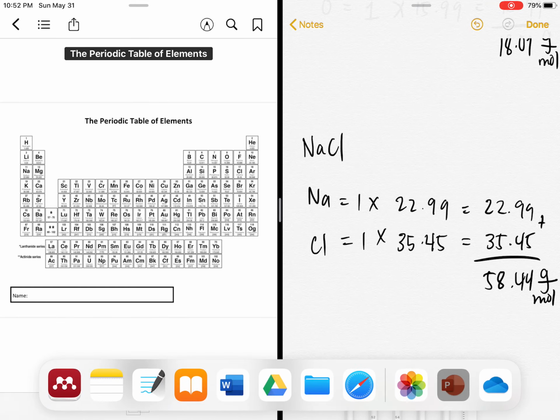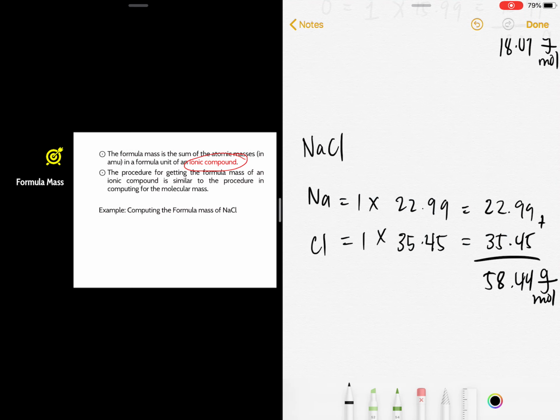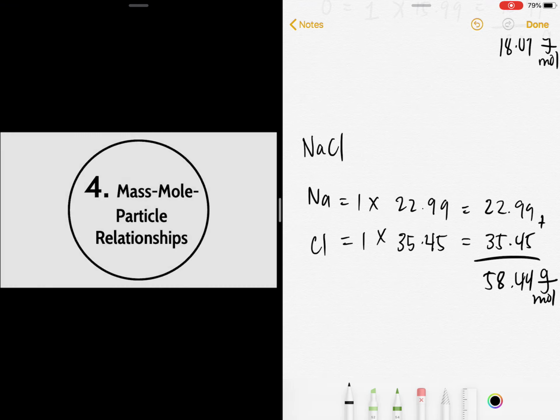Ayan. I hope that is clear, no? If it's not clear, you can always ask questions. Okay? Okay. So, on our next video, we'll discuss the mass to mole particle relationships. Okay?